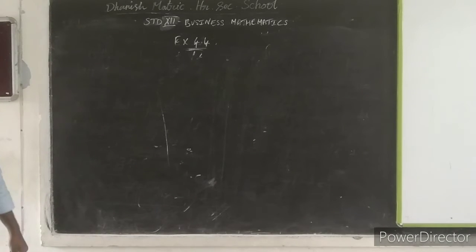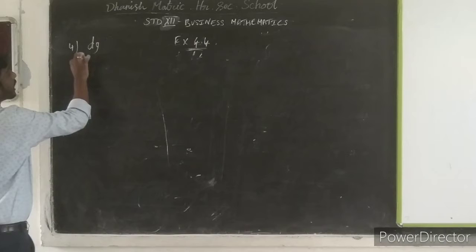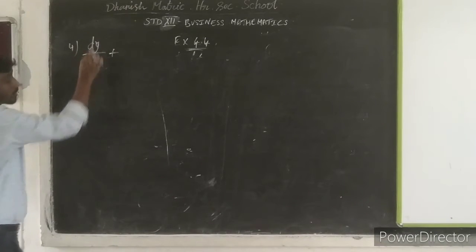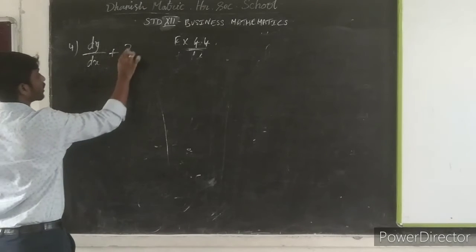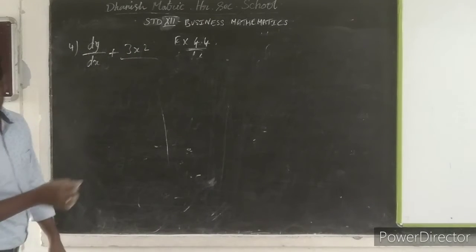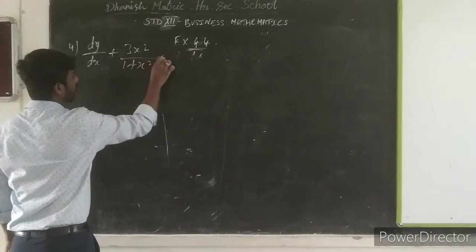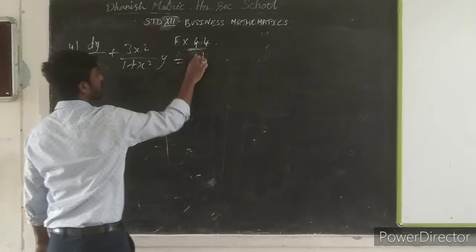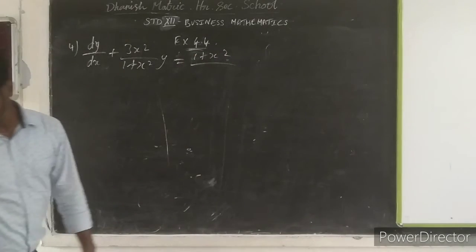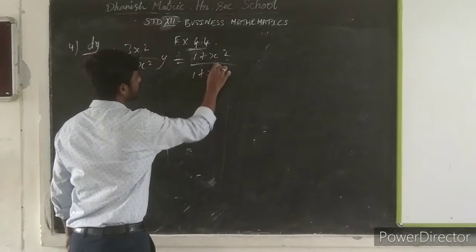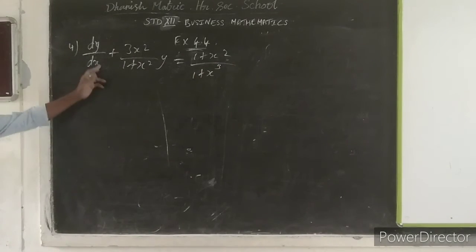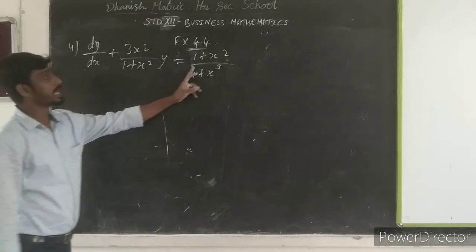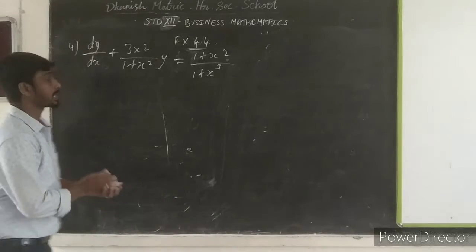So what is the question given here? That is dy divided by dx plus 3x square divided by 1 plus x square times y equal to 1 plus x square divided by 1 plus x cube. What's the question here? dy divided by dx plus 3x square divided by 1 plus x square y equal to 1 plus x square divided by 1 plus x cube.